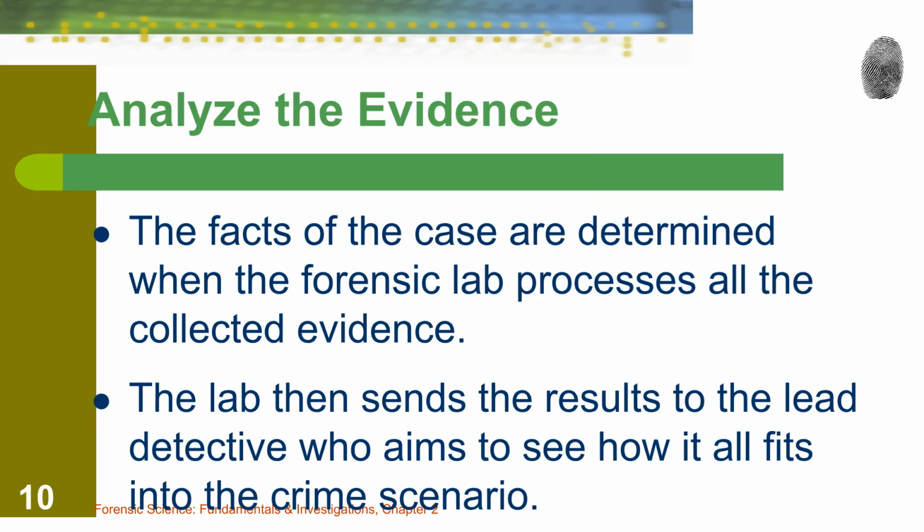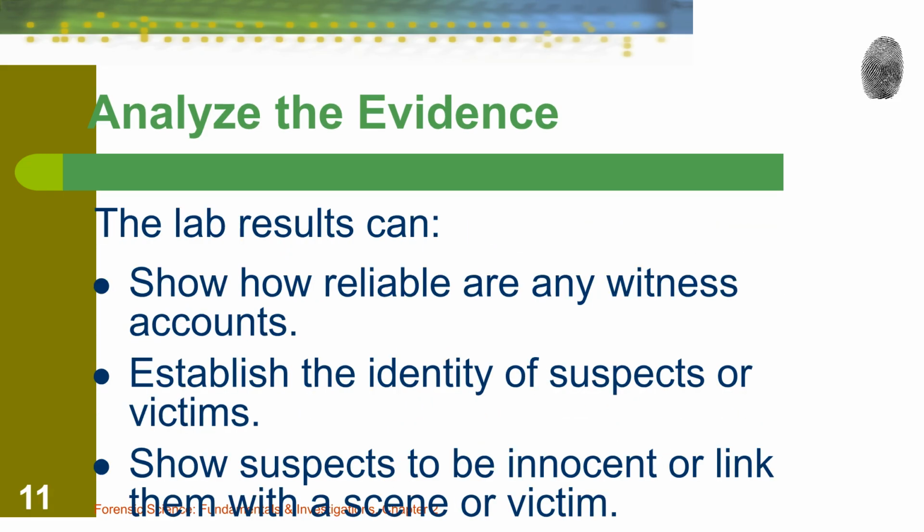Analyzing the evidence involves the forensic lab processing all collected material to determine the facts of the case. Results are sent to the lead detective to fit into the crime scenario. Lab results can demonstrate the reliability of witness accounts, establish the identity of suspects or victims, and either confirm a suspect's innocence or link them to the crime.